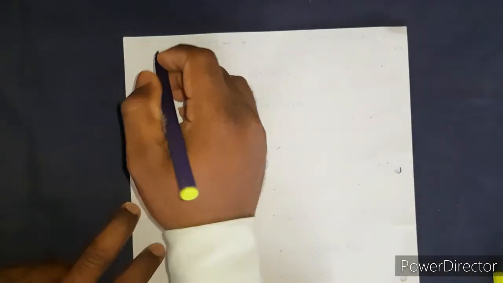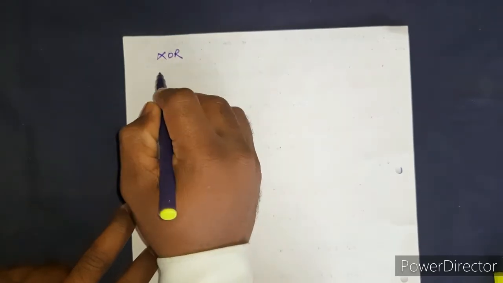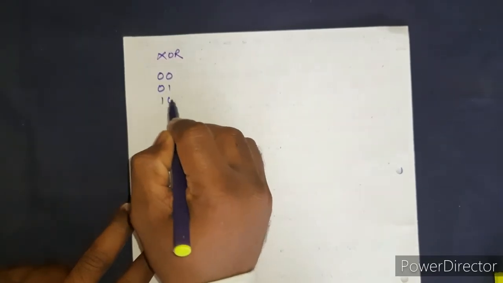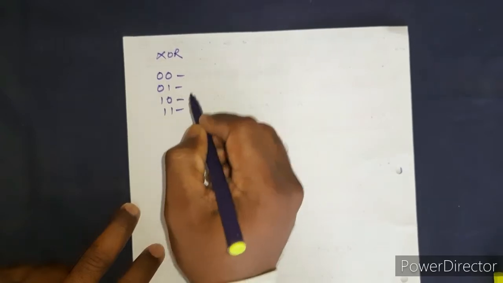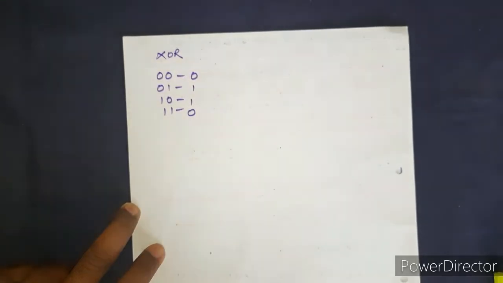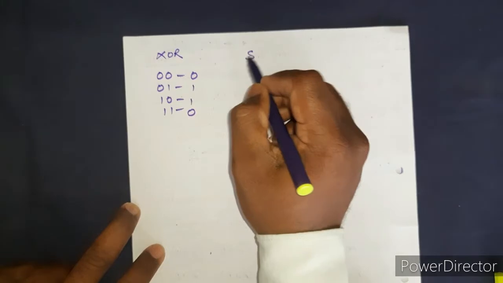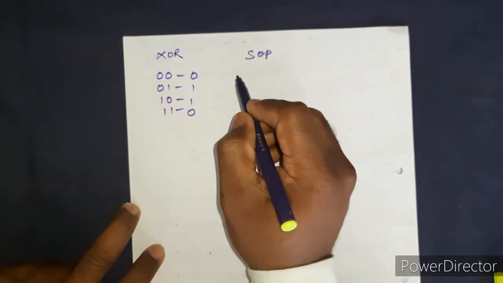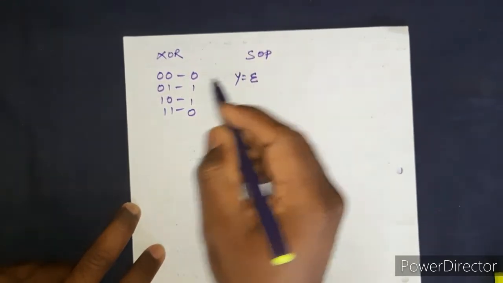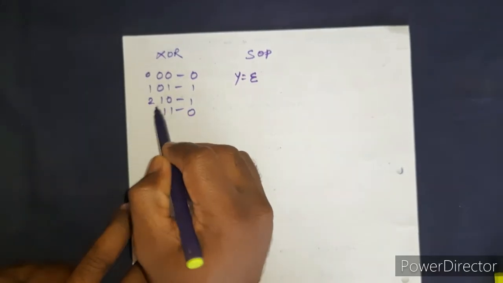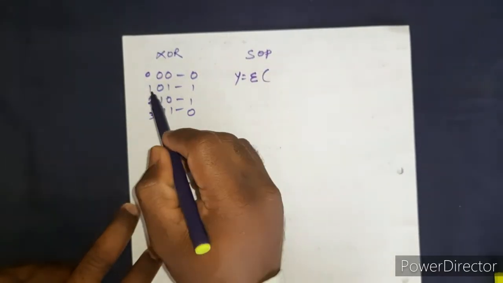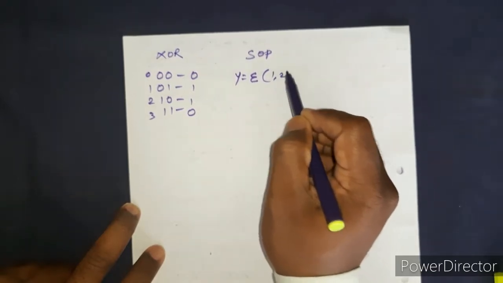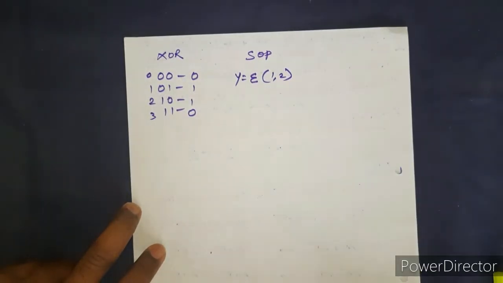One more concept here is considering the XOR gate. We have inputs 0 0, 0 1, 1 0, 1 1. The output here is 0 1 1 0. Considering SOP, this expression is y equal to summation of m(1, 2), over the minterms 0 1 2 3. This is in the SOP form.